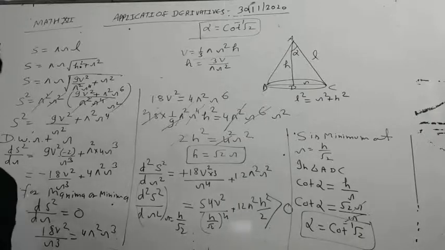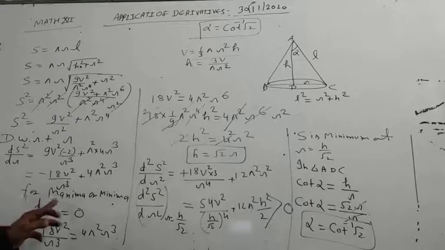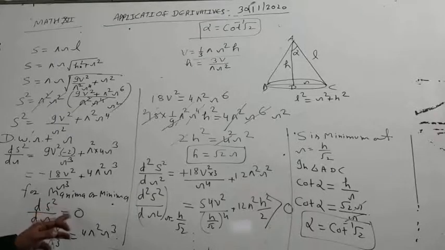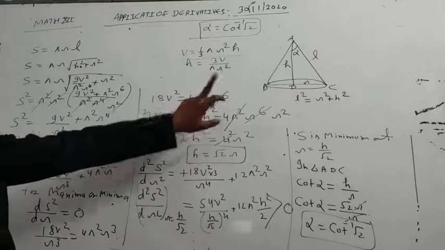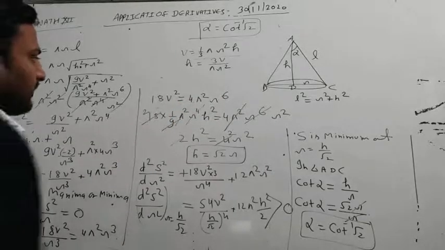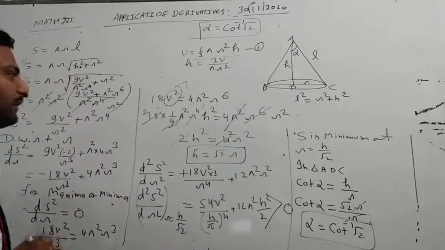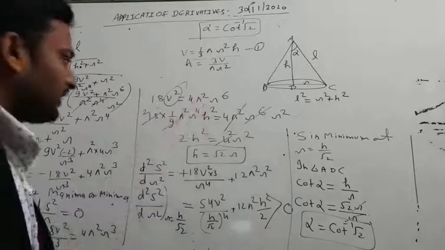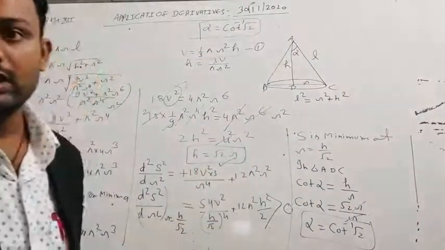And we know that for maxima and minima, to find the critical point, we always equate the first derivative to 0. So when we equate this, we get 18v square is equal to 4 pi square r to the power 6, and our v square, from equation first, we can write as 1 by 9 pi square r to the power 4 h square. After cancellation, we get h is equal to root 2 r.